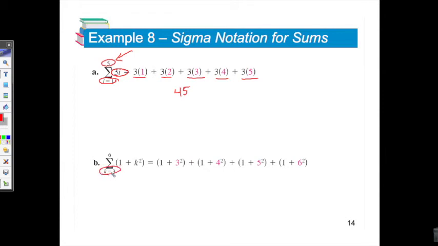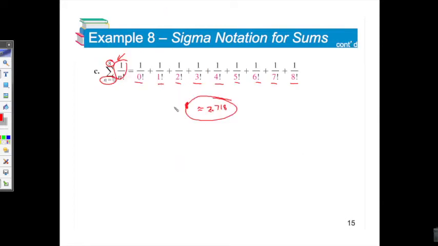My index says k equals 3. My expression right here, and my upper limit of 6. So I start at 3 this time. So I put a 3 into the equation. Boom. And I add that to putting a 4 in. Boom. Add that to putting a 5 in. Boom. Add that to putting a 6 in, and stop. My upper limit tells me to stop at 6, so that's it right there. I add all of these things together, and that would give me my partial sum, which in this case should be 90, I think. Very good.